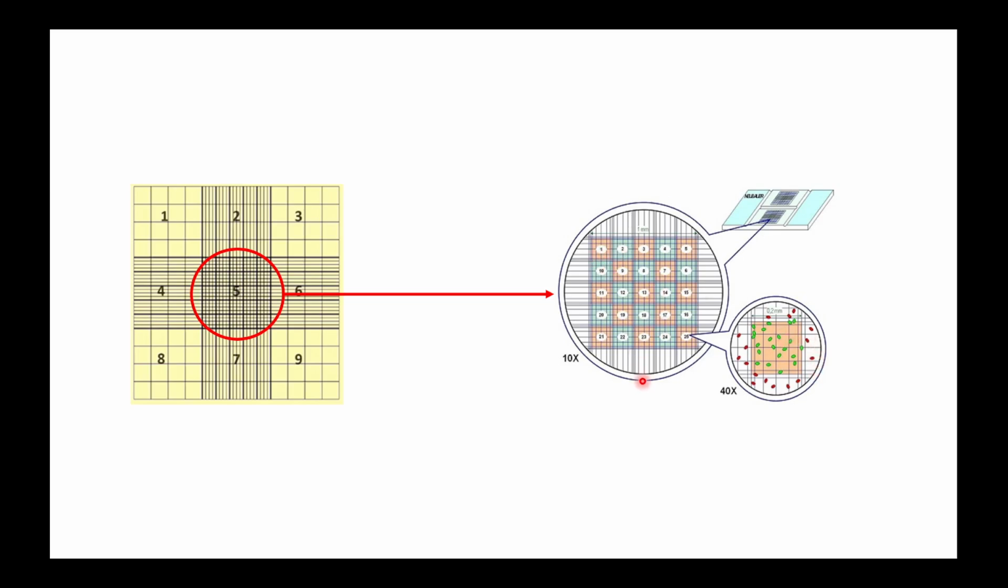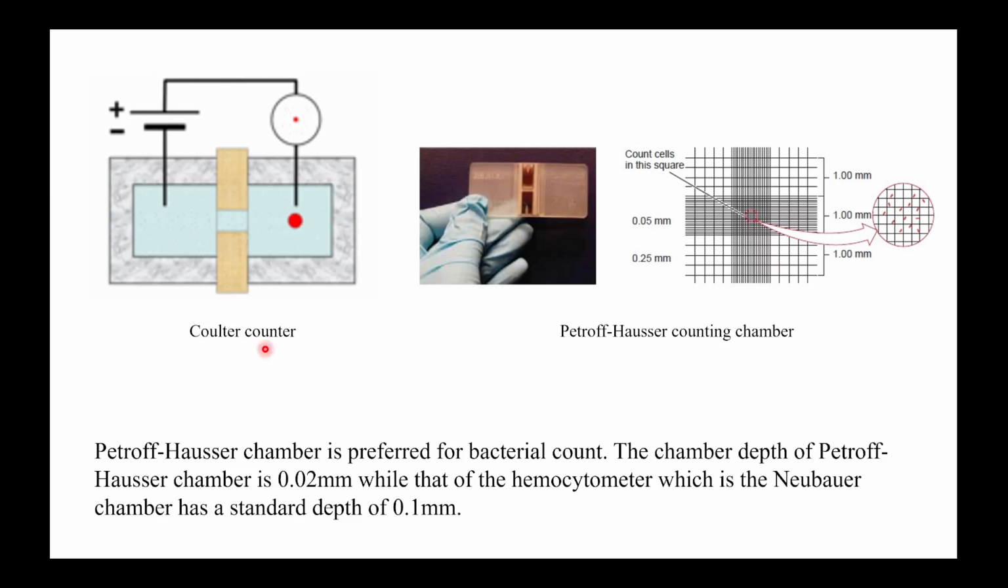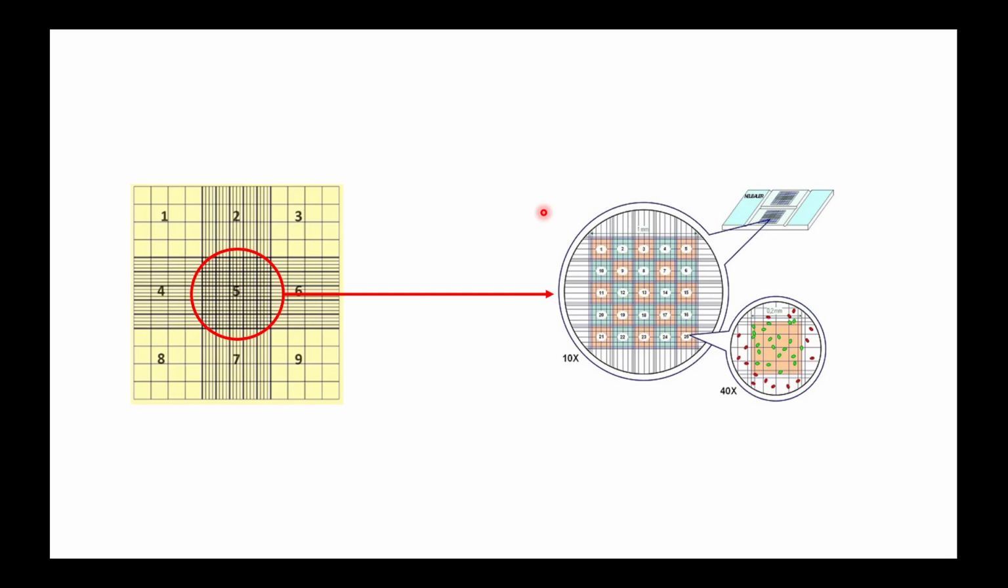Now when we load the sample in this slide, let's say we have a bacterial suspension culture, we dilute that culture, and then we load that culture. Then under the microscope we can see these cells here in the magnified picture. You count the number of cells, but only the cells that are present inside the grid. There will be cells present outside the grid, but we won't be counting those.